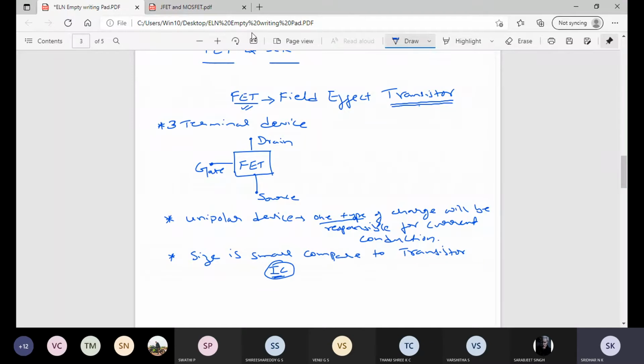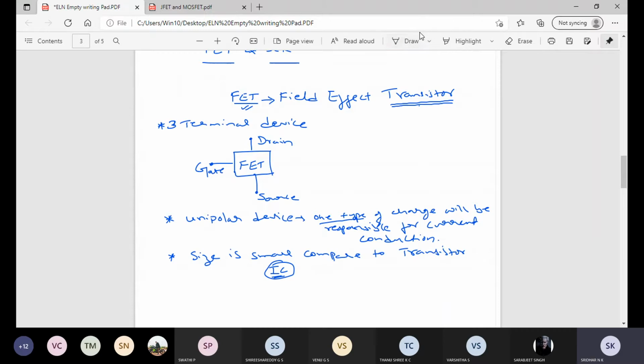These are a few introductory points about FET. FET is termed field effect transistor. It is a three-terminal device. The three terminals are gate, drain, and source, and it is a unipolar device. That means only one type of charge carriers, either holes or electrons, will be responsible for current conduction in the circuit, and the size of this device is small compared to a transistor. These are the few things you should keep in mind when FET comes into the picture.